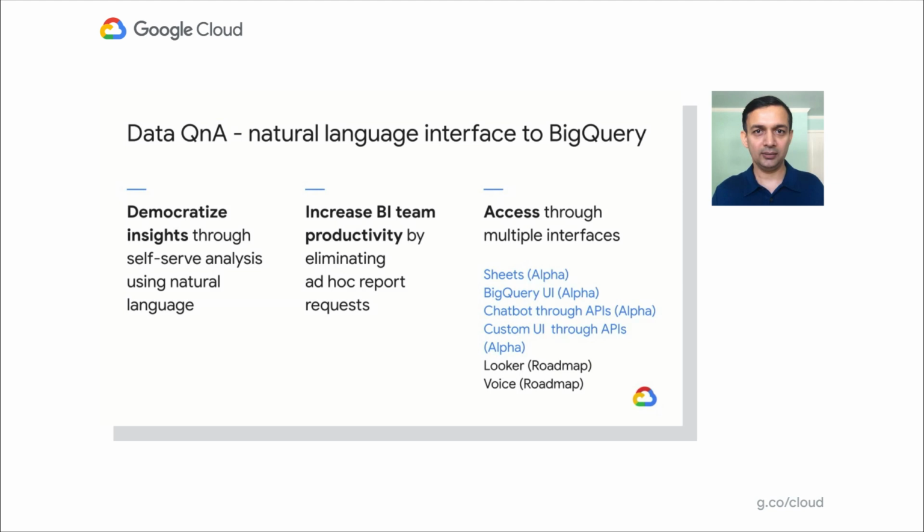During the alpha, this is natively available through Google Sheets and BigQuery Web UI. We also have APIs which would allow you to embed Data QnA into a chatbot or your own custom UI, so you can make it available in whatever tool your business users work in.